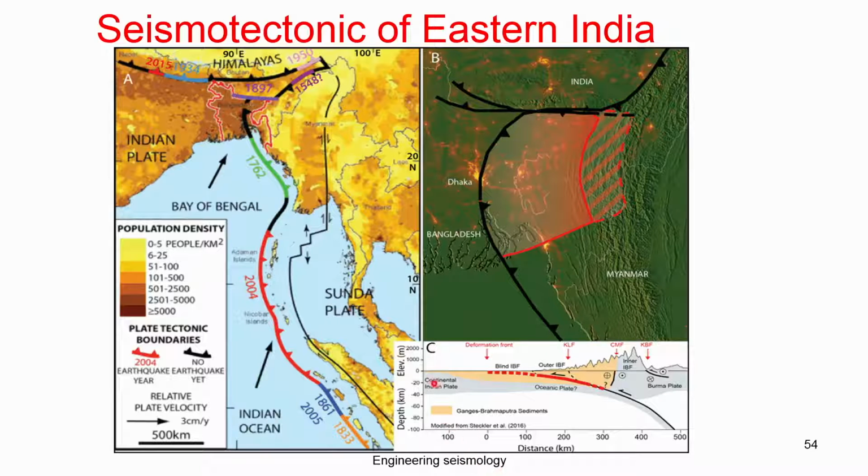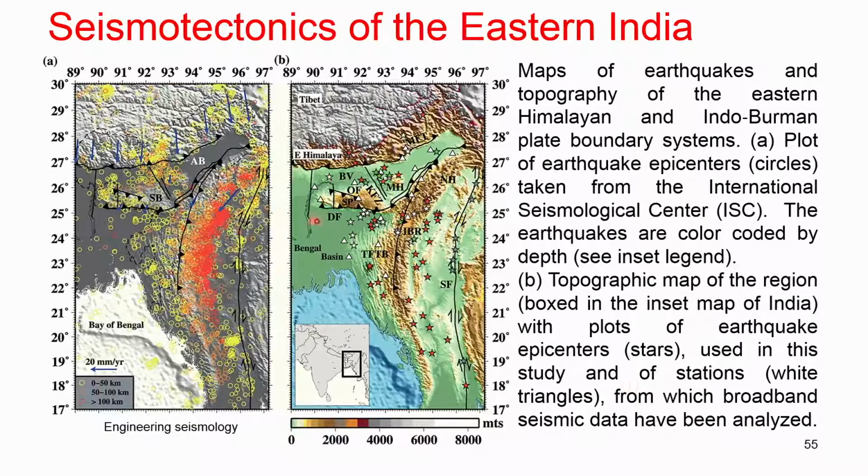You can see the cross section of this eastern boundary, how the thickness of the Himalayan belt varies and all. And how the fault, the two joints, it takes into the plate. So we can also see the seismic activity.